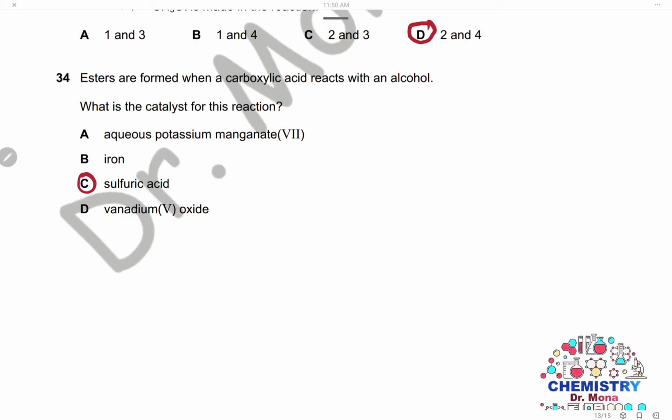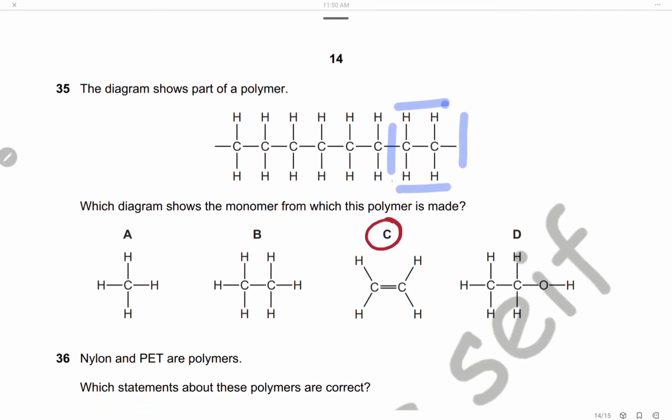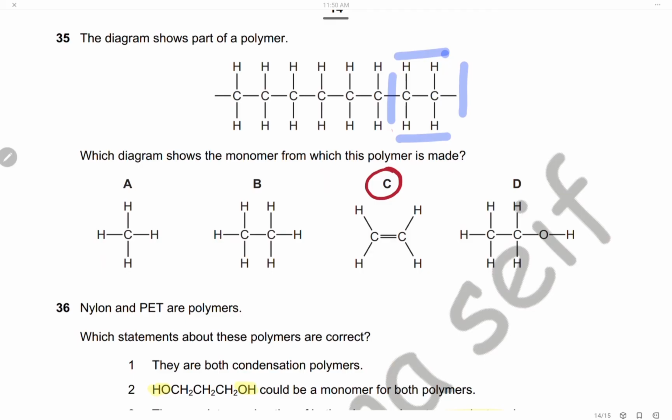Question 34. Esters are formed when a carboxylic acid reacts with an alcohol. What is the catalyst for this reaction? The sulfuric acid is used to catalyze the reaction between carboxylic acids and alcohol. So the answer is C. Question 35. The diagram shows a part of a polymer. Which diagram shows the monomer from which this polymer is made? As we can see here, the structure is repeated as an ethene molecule, 2 carbons with 4 hydrogens, and this is the structure of ethene. We just put the double bond and remove the continuation. We find the repeated part, the monomer, is ethene, so the answer is C.